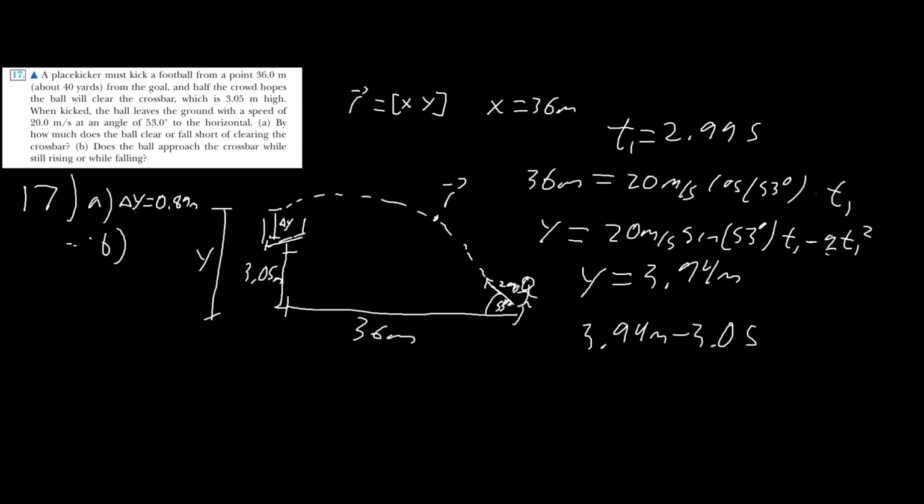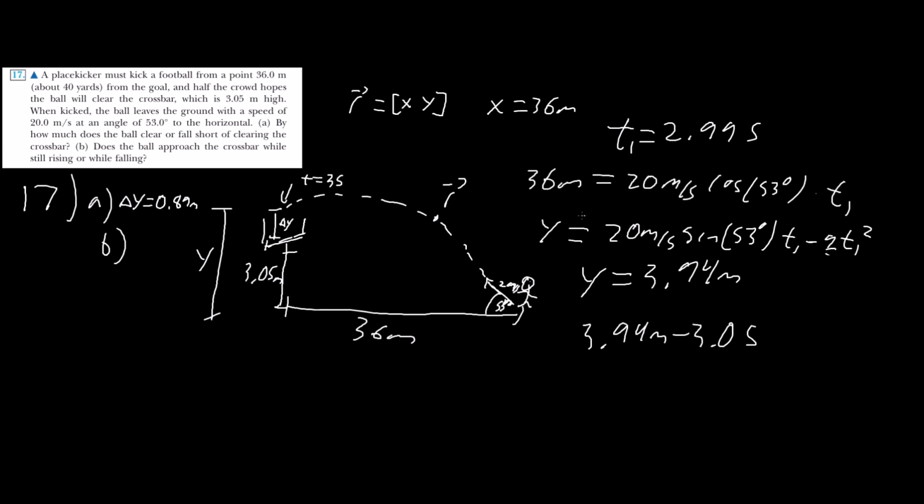So let's do part B and see what they're asking. Does the ball approach the crossbar while rising or falling? So we know it clears, so it's just a matter of: is the velocity going to point downward or positive? We know the time here is going to be 3 seconds approximately.